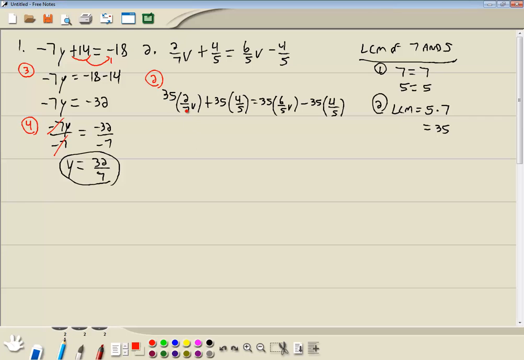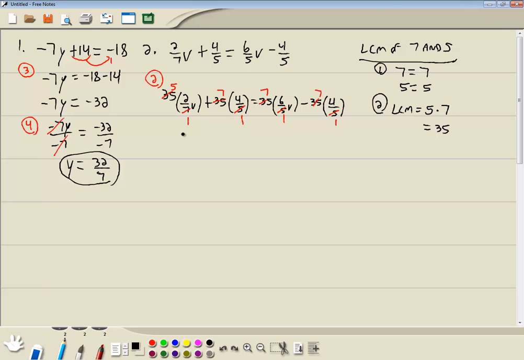Okay, 35 and 7 are both divisible by 7. 7 divided by 7 is 1. 35 divided by 7 is 5. 5 and 35 both divisible by 5. 5 divided by 5 is 1. 35 divided by 5 is 7. 5 and 35, again, both divisible by 5. That gives me 1, gives me 7. And same thing here. That's 1, and that's 7. Now all of our denominators disappeared, which means it worked.